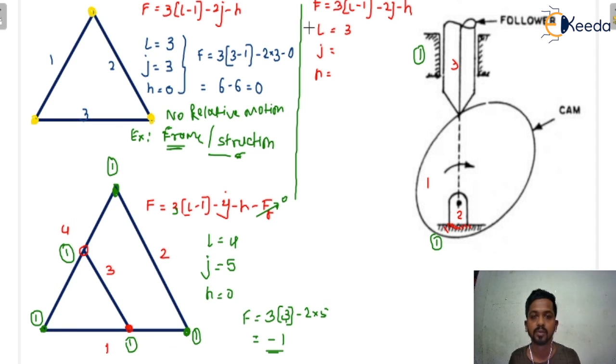So here I can write that the number of binary joints is 2, and the higher pair is 1, because there is a point contact between the cam and the follower. So that is why the degree of freedom would be equal to 1. Are you getting my point?